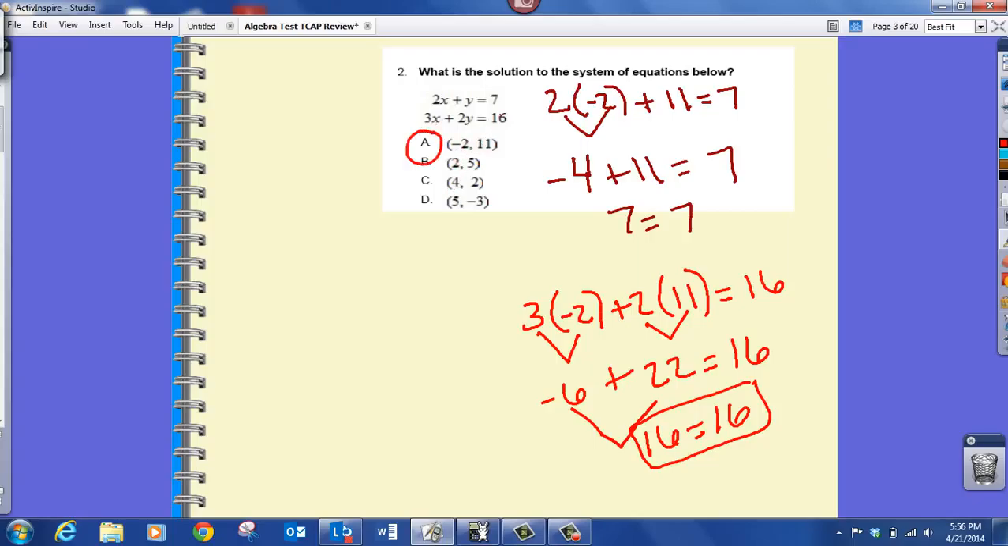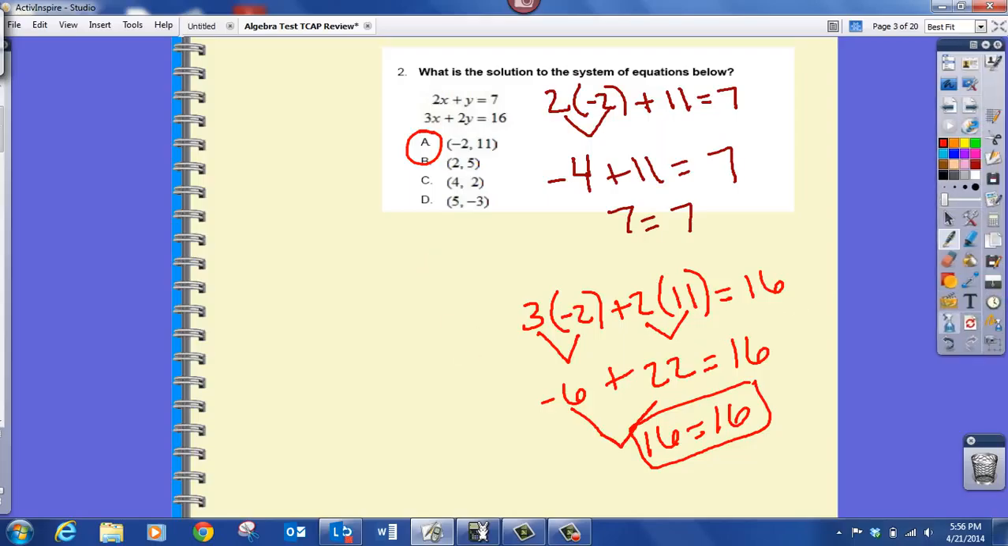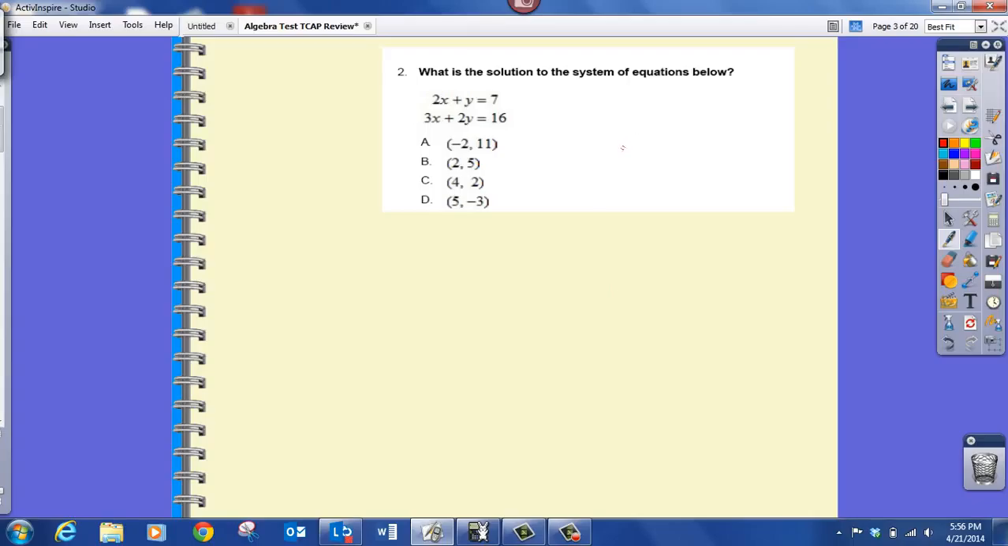Now, again, I want to make sure you understand how to put it in slope-intercept form and graph it. So what I'm going to do is erase this and show you how to do just that. And then we'll finish up by actually graphing it on the calculator for you to see the solution. So here I have 2x plus y equals 7.